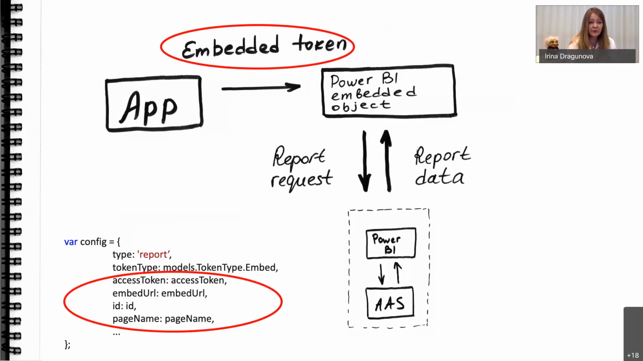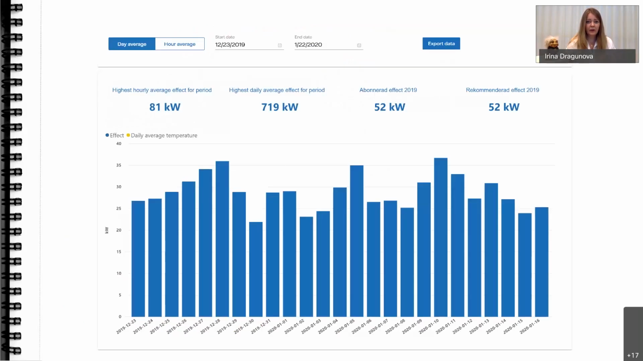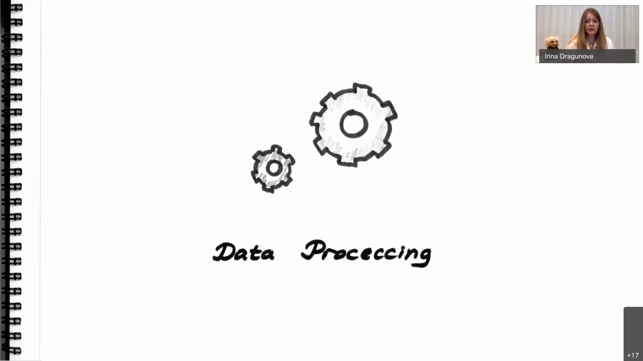So this embedded config, which we use in our JavaScript, these parameters. So we have a ready report embedded in our web application. It's done. Let's have a quick look into our processes.